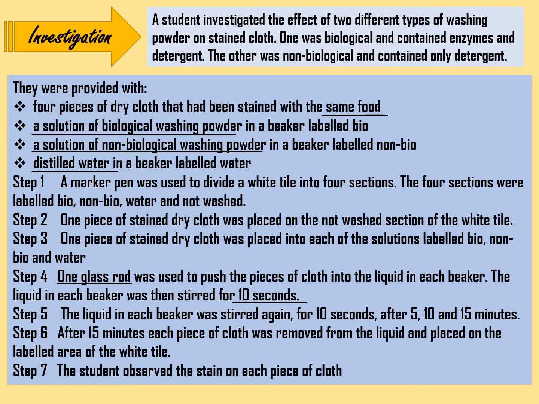Now here, one glass rod is being used to transfer the cloth into the different solutions. So in this way, there is a source of contamination. So there is a potential source of error, and you're supposed to identify that. And second, the time duration is a constant for each cloth. And then we stir for 10 seconds at 5, 10 and 15 minutes.